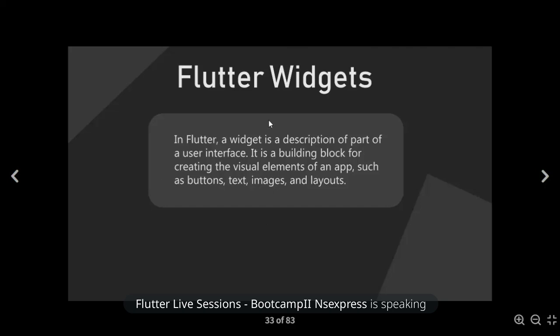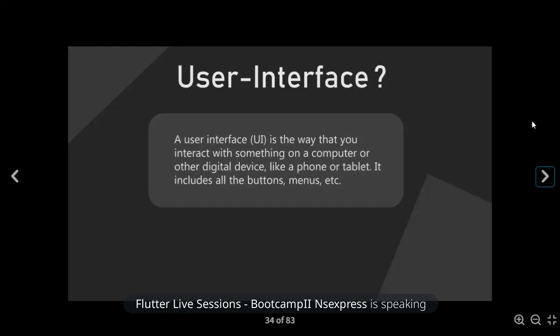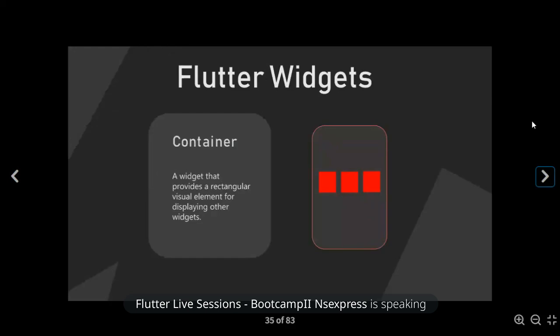In Flutter, a widget is a description of part of a user interface. It is a building block for creating the visual elements of an app. I said it last time: such as buttons, text, images, and layouts. User interface, what does it mean? A user interface, UI, is the way that you interact with something on a computer or other digital device, like a phone or tablet. It includes all the buttons, menus, etc. We already explained that.